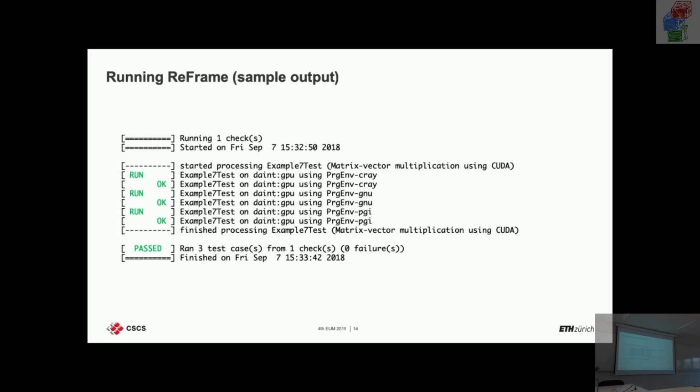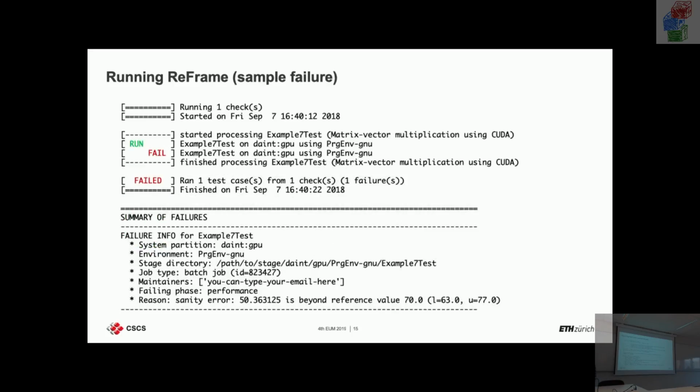So what does it look like when you run it? You get something like a Google test output that says run okay, or run failed. And when it fails, you get the reason why, for example on the performance phase. So you know the performance didn't match: the performance reference was 70, but the value we actually got was 50, so it didn't fall within the range.